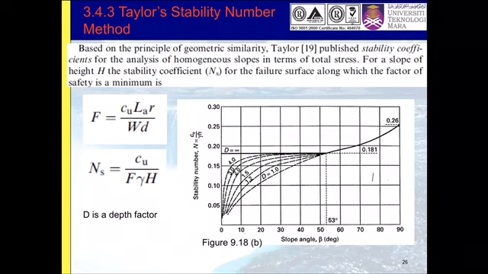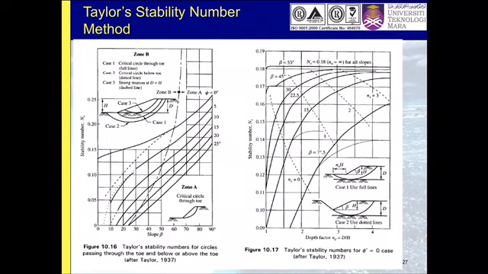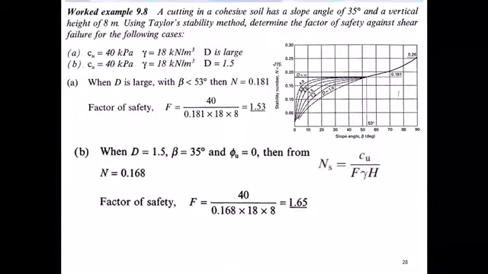Okay, I'll show you the example. Both figure 10.16 and figure 10.17 are from Taylor stability numbers by Taylor in 1937. An example here: a cutting in a cohesive soil has a slope angle of 35 degrees and a vertical height of 8 meters. So using the Taylor stability method, determine the factor of safety against shear failure for the following cases. The first one, A: Cu is 40, gamma is given as 18 kN per meter cube, and D is large.